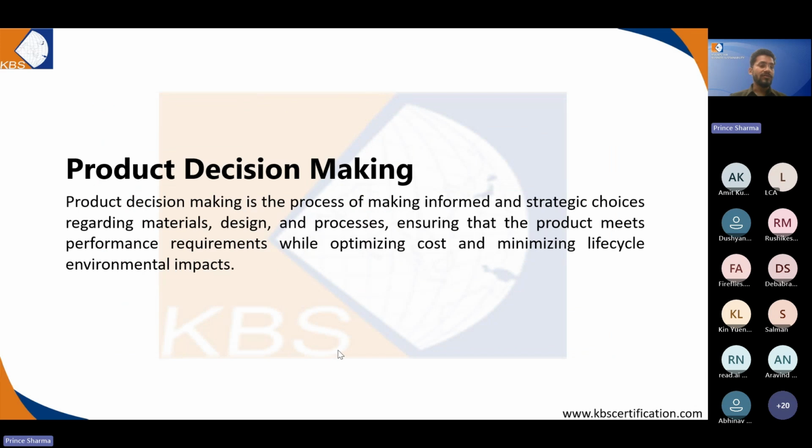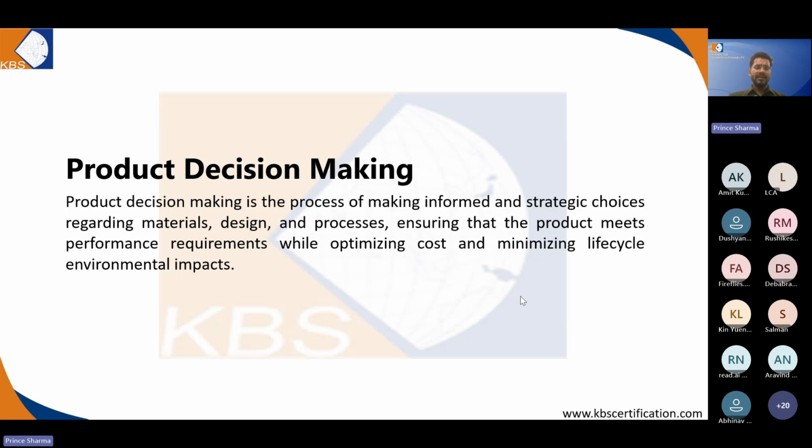Now, coming to product decision making. Product decision making is a process of making informed and strategic choices regarding materials, design, and processes, ensuring that the product meets performance requirements while optimizing cost and minimizing life cycle environmental impact.